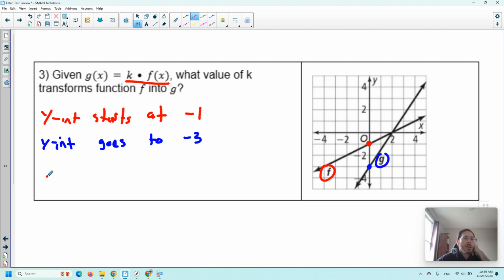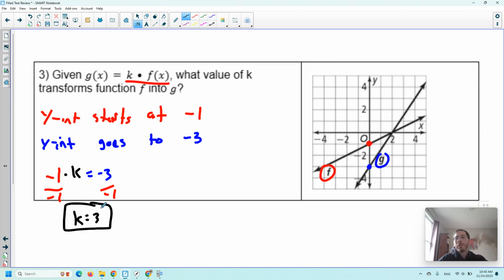So -1 times something is equal to -3. So we can solve for that if we can't figure it out logically. We can divide both sides by -1, and we're going to get x equals 3. I guess it should be a k since we're using k in the question. Let's switch these to k, since that's what we're multiplying by. All right, so this is k equals 3.